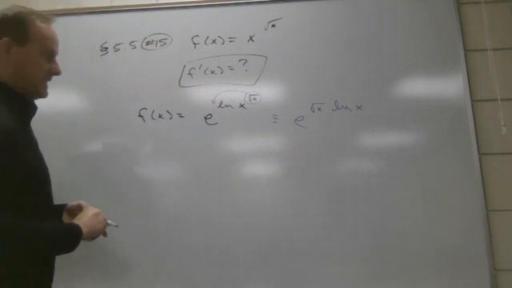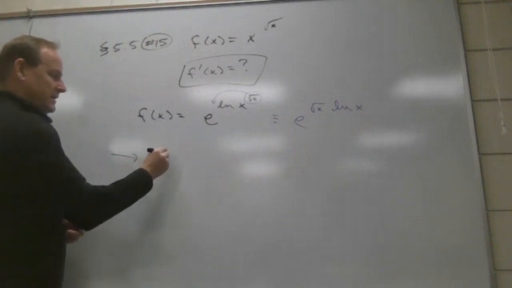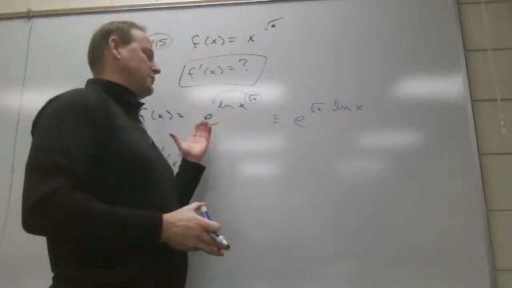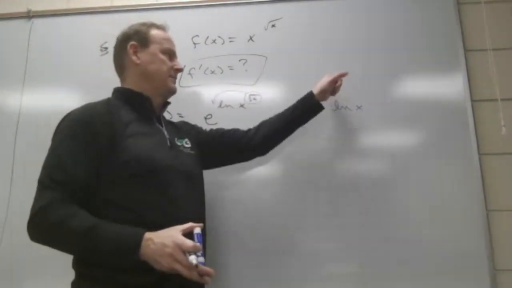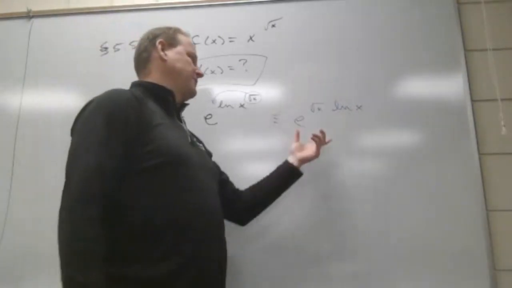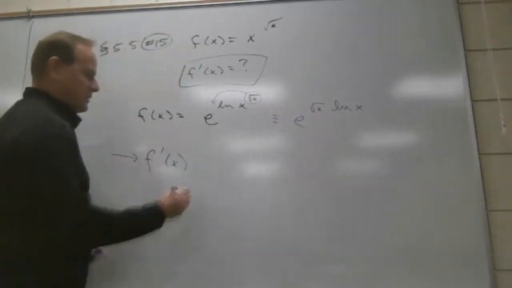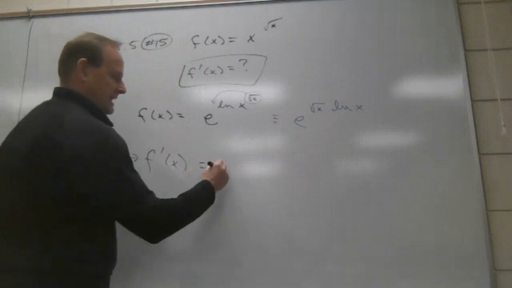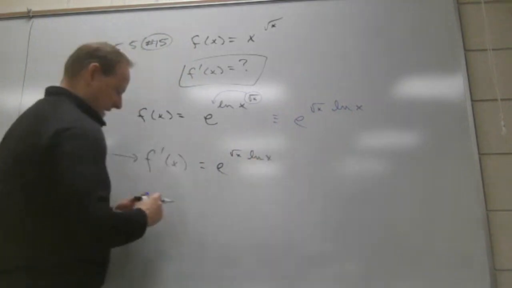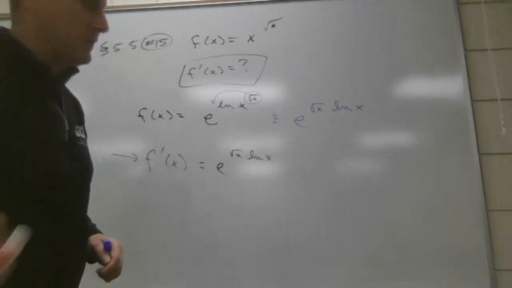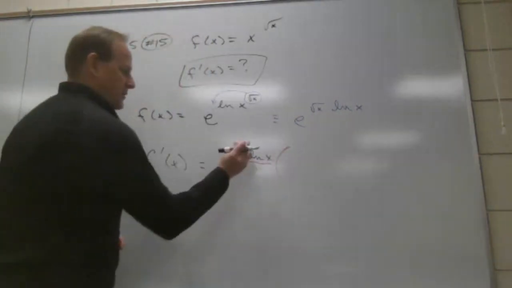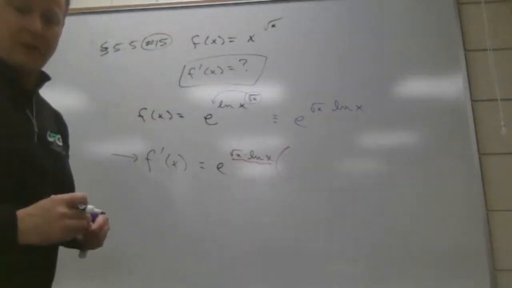And now to take the derivative of this, of course, the derivative of e to the x is e to the x, right? But the derivative of e to some function power is going to be e to that function and then times the derivative of the exponent. So this is going to be e to the square root of x natural log x, and then times the derivative of the exponent. Now the derivative of the exponent, that's actually a product, right? So we've got to use the product rule.